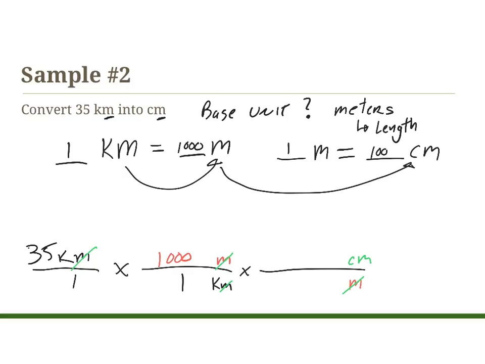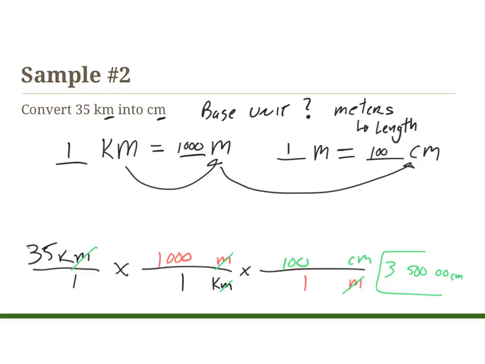So in this case, I know that 1 meter is equal to 100 centimeters. So I'm going to take 35 times 1,000 times 100, and I'm going to get, let's see, what am I going to get here? 3,500,000 centimeters. And hopefully that huge number makes a little bit of sense, because I'm going from kilometers to a much, much smaller value. So hopefully, like I said, that makes some sense.